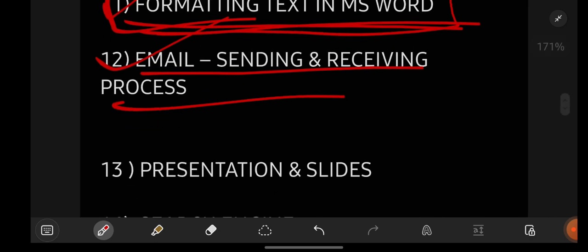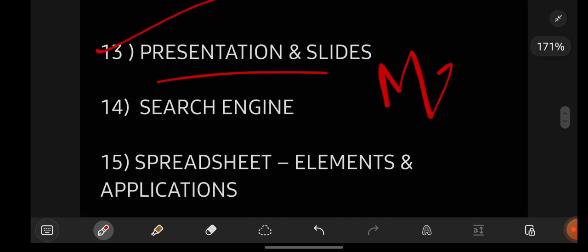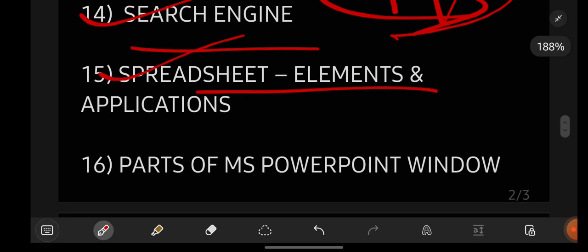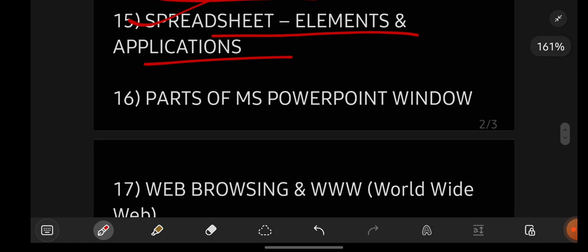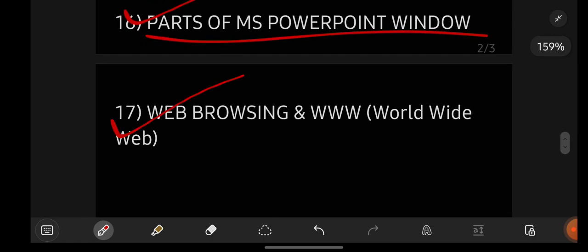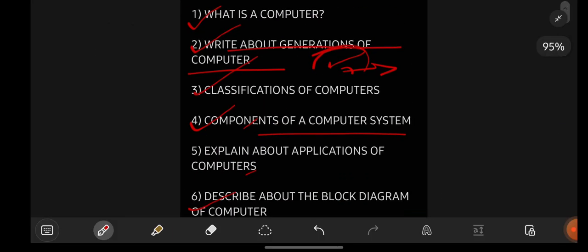Then we are having email sending and receiving process. Then presentation slides, MS PowerPoint will be there. So you need to write that. Search engine, then spreadsheet, elements and applications. Don't worry, all these explanations I have given you. Parts of MS PowerPoint window, then it is web browsing and WWW, World Wide Web. Okay, so these are the 17 important questions.